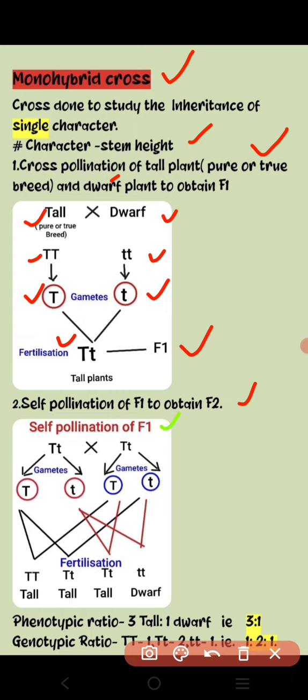Next is self-pollination of F1. That is capital T small t into capital T small t. So these are the gametes. And the fertilization result, the formation of genotype, capital T, capital T, then capital T, small t, and then small t, small t. So phenotypic ratio is 3 tall is to 1 dwarf, that is 3 is to 1. And genotypic ratio is capital T capital T is 1, capital T small t is 2, and small t small t is 1. So 1 is to 2 is to 1.